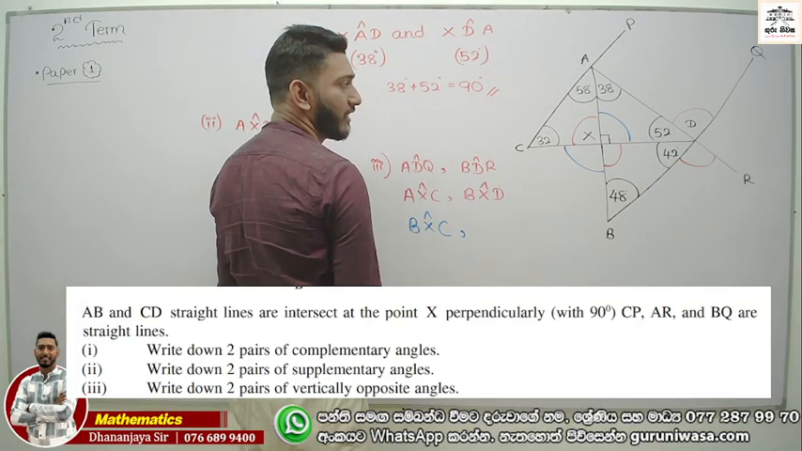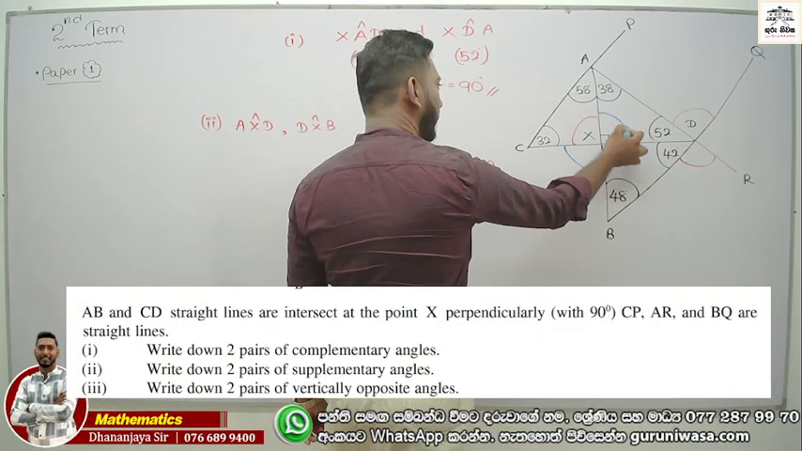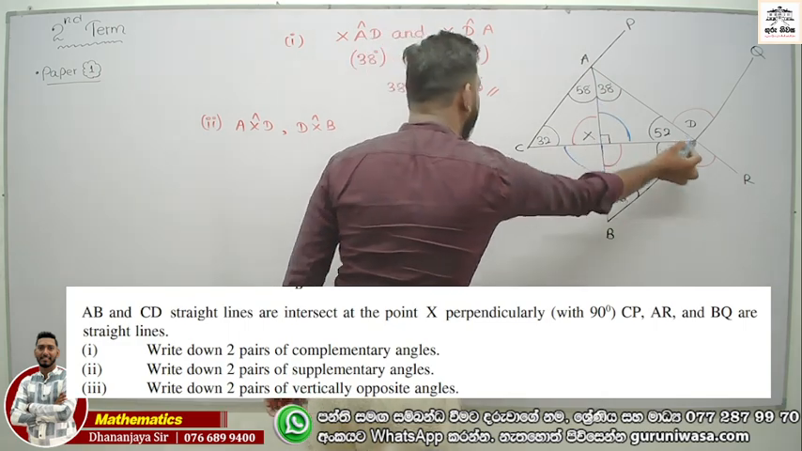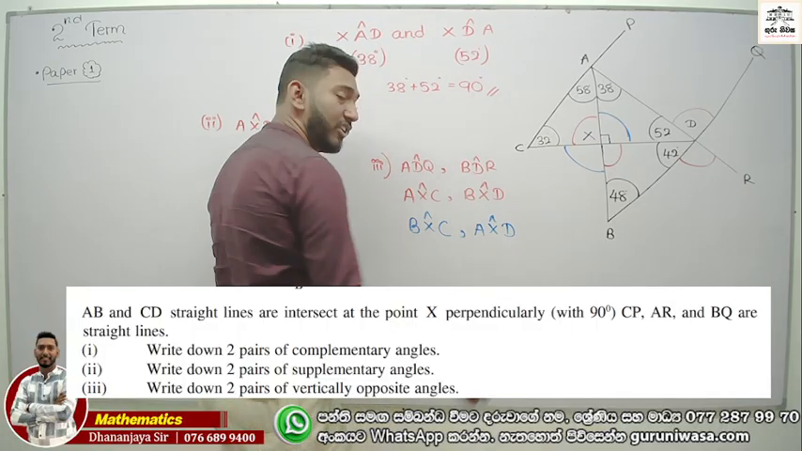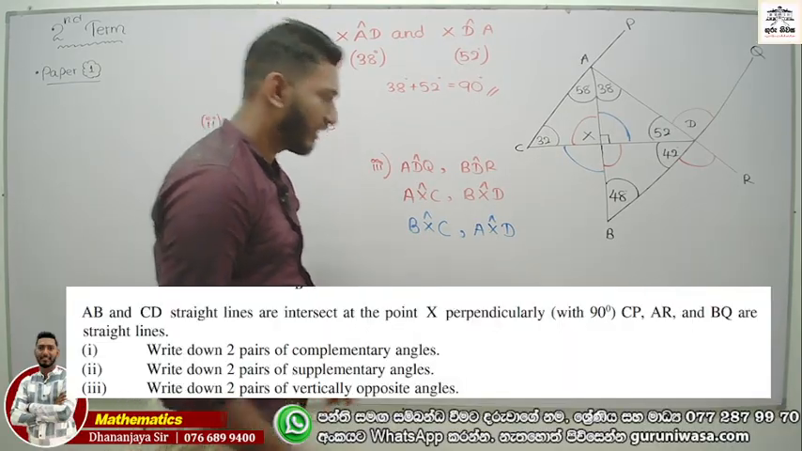BXC. No, BXC. And how to name this angle? X is the vertex point. AXD. Understood? Yes, sir. Right. AXD. Now, tell me another one.